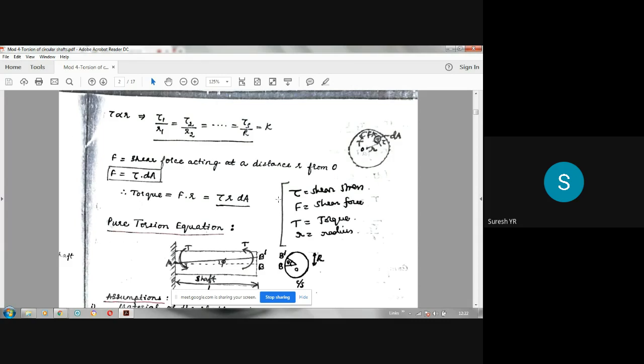So when a rod or shaft, we don't call it a rod here, we call it a shaft; torsion means we call it a shaft. So when the shaft is subjected to torsion, it means equal and opposite moments are acting at the two ends of the shaft.